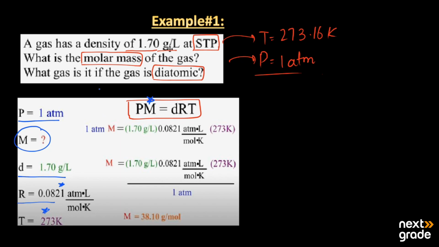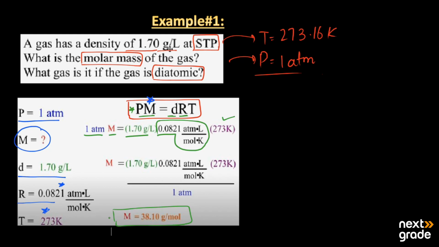By putting in the values, here we have 1 atmospheric pressure, the molar mass is this, and the density we have is 1.70 gram per liter, and the value of R we have this, and the temperature is this. By calculating, we find the molar mass of this gas is almost 38.10 gram per mole.